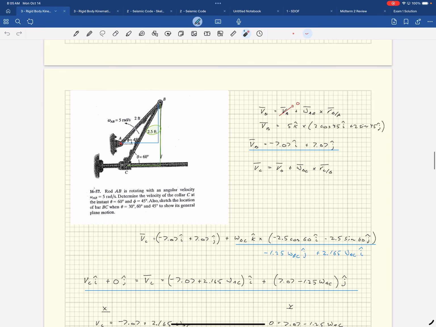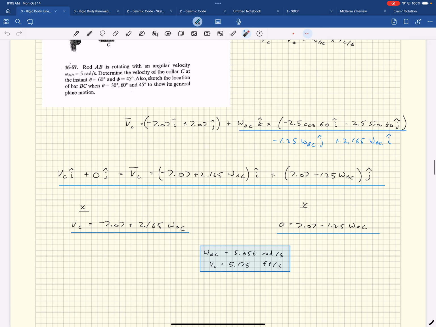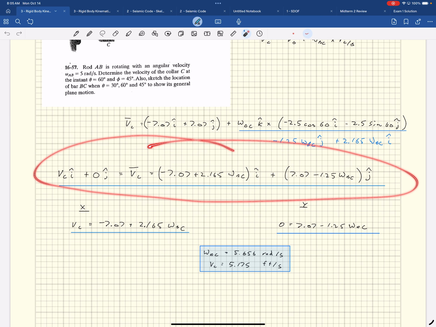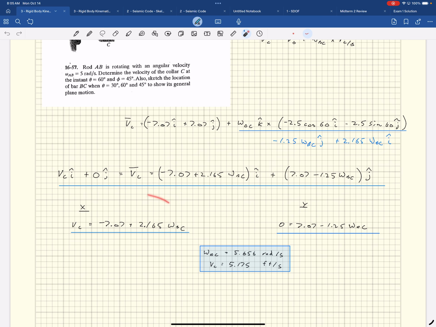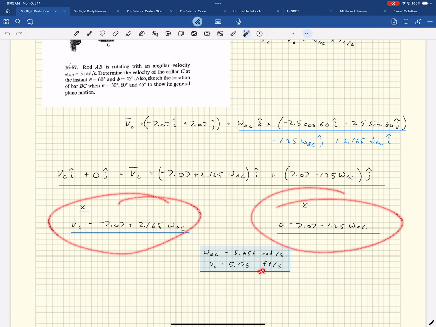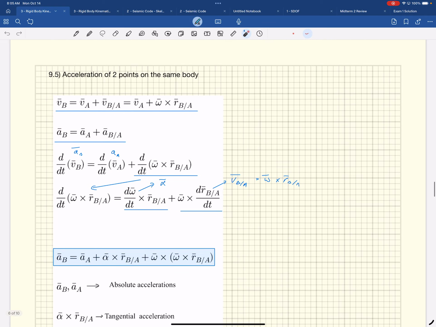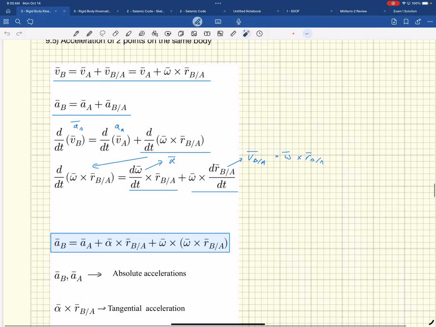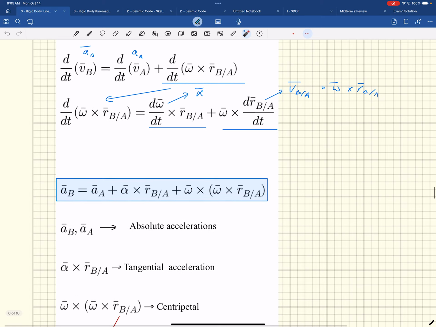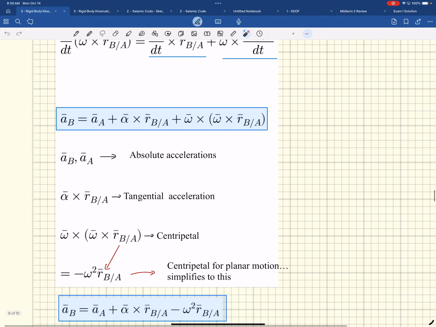Same thing here. Took a step from here to here, here to here, imposed a constraint that this thing was stuck on this bar, ended up with an equation like this, right? And then we looked in the x, right? Then we looked in the y, and then we solved for the unknowns, right? Then we moved on and we looked at accelerations, right? Because the same process can be applied for determining accelerations.